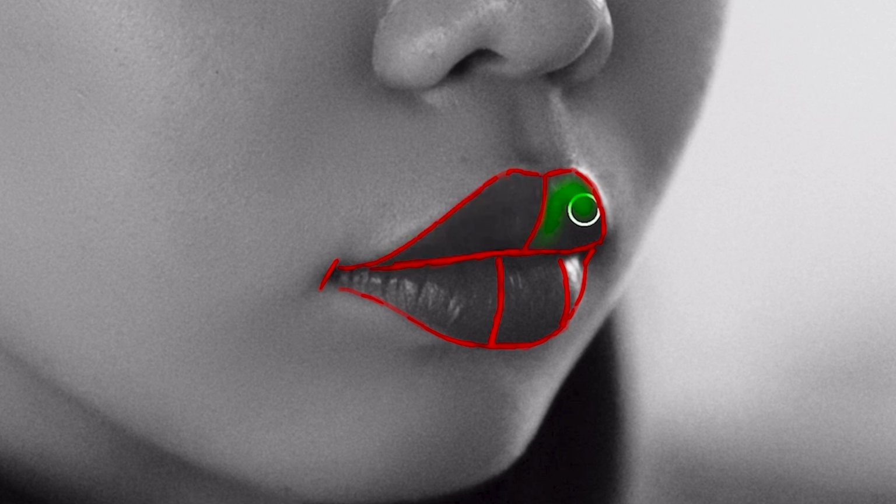Second plane, right here, plane number 2. And that comprises the upper lip. And then here, plane number 3, plane number 4, and then plane number 5. And these 3 planes comprise the lower lip.